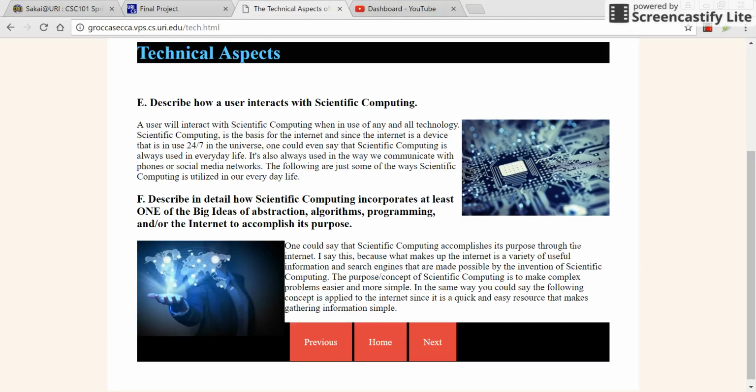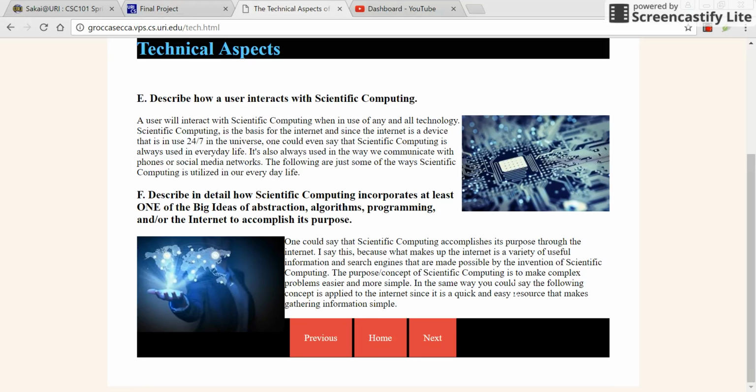Scientific computing is used in most communication, information, or even gaming technologies. It's what keeps us entertained in the simplest of ways. Letter F: describe in detail how scientific computing incorporates at least one of the big ideas of abstraction, algorithms, programming, and the internet to accomplish its purpose. So we're going to look at the internet.